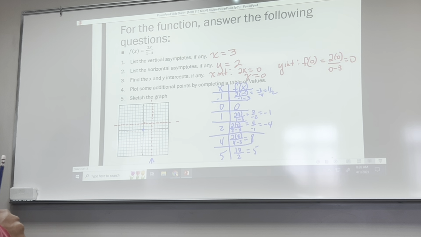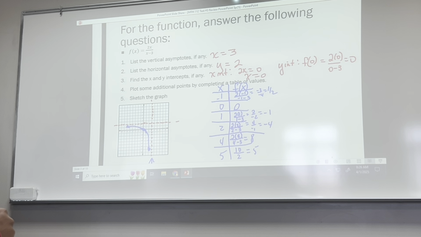And again, you may not need to get that many points. So if I plot my points, negative 1, up a half; 0, 0; 1, negative 1; 2, negative 4. Do you see what's happening in that block? Towards the left, it's going to approach your horizontal asymptote, and to the right it's going to approach your vertical asymptote, which is just the basic shape of those. That's why I said you may not need that many points.